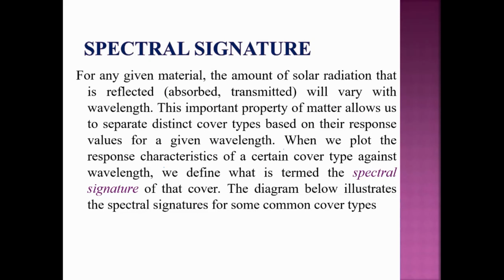So spectral signature is what? For any given material, this is the interaction of some electromagnetic radiations with objects. There are different types of objects, but we will focus only on vegetation, water, and soil, which is related to our study. For any given material, the amount of solar radiation that is reflected, absorbed, or transmitted will vary with the wavelength, and this important property of matter allows us to separate distinct cover types. This is called the spectral signature because different types of objects behave in different ways.